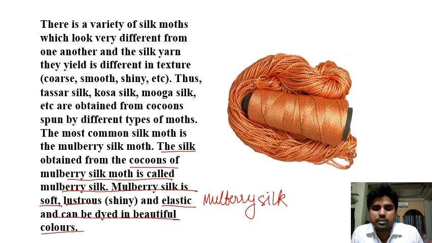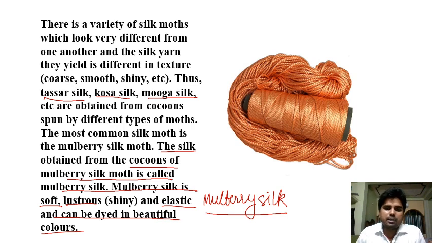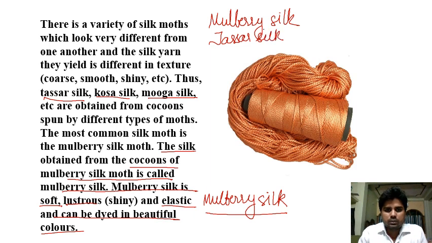But there are more silks, there are different types of silk. Okay, and all those silks have different properties within themselves. Like we have tassar silk, kosa silk, moga silk, etc. And they are formed in different plants. So basically we have to remember these names: mulberry leaves, mulberry silk, then we have tassar silk, kosa silk, then we have moga silk.